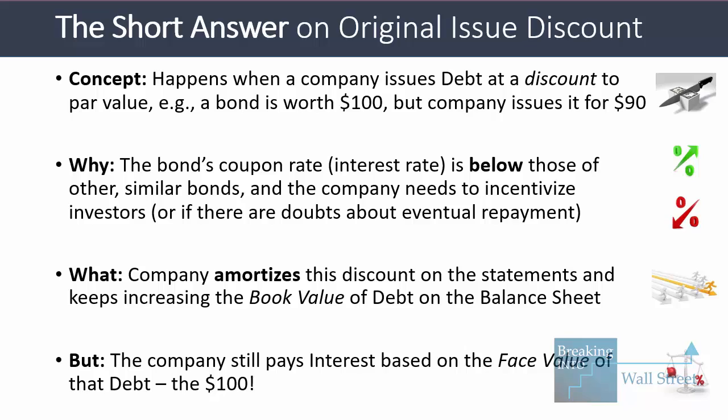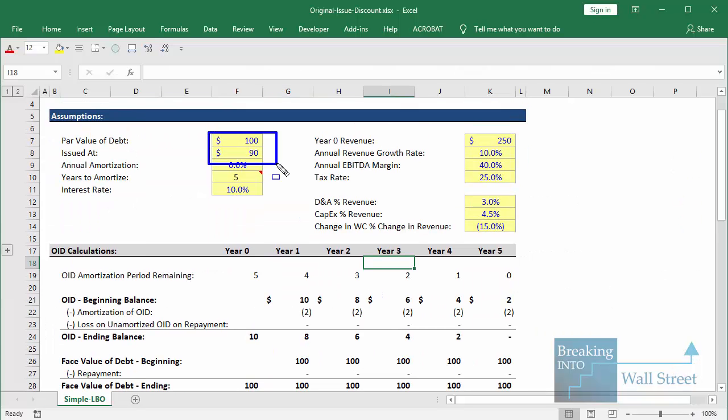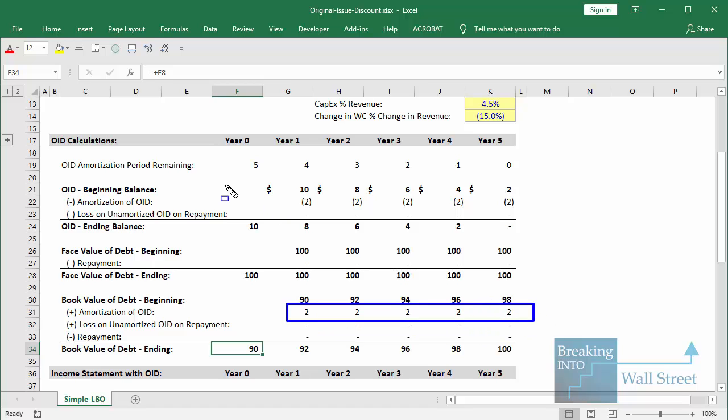Let's go into Excel quickly and show you what this looks like. So I have this exact scenario here. The par value is 100, the debt is issued at 90. On the balance sheet, initially, the company will record debt of 90, and then they will increase it by 2 each year as we amortize that discount over time, over this 5-year period. We assume here that this bond remains outstanding for 5 years.